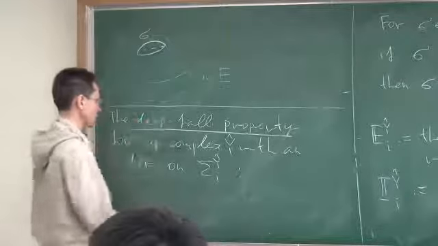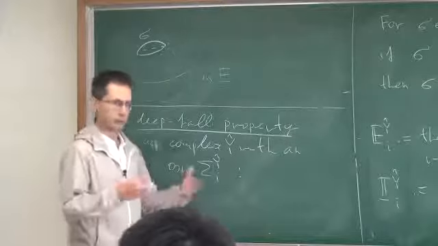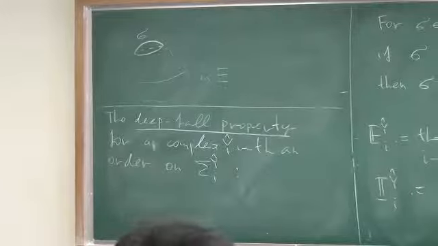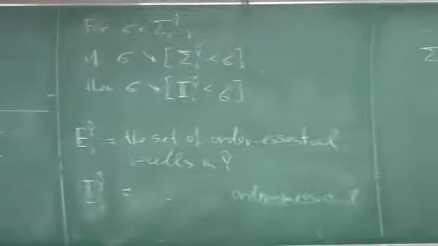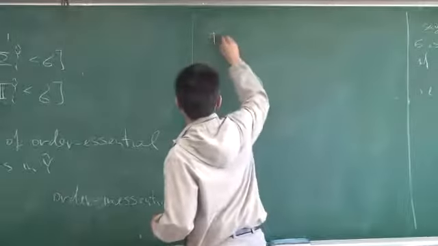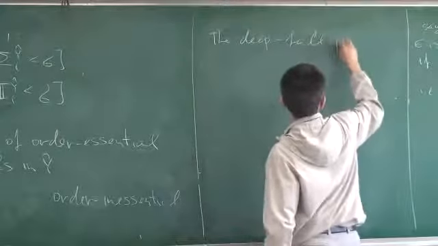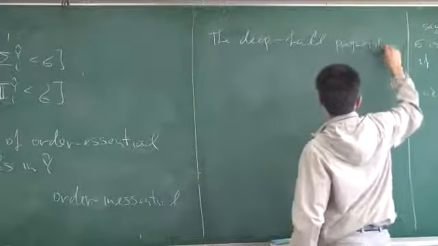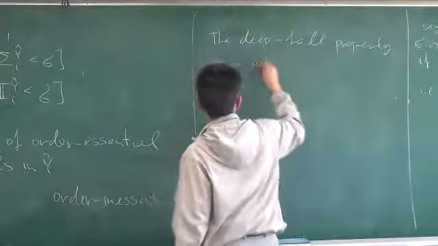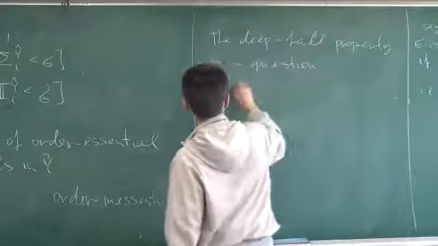So the deep fall property, in other words, can be stated for actions. It's a question about actions. That's the framework in which it is interesting. So the deep fall property is a question about actions.